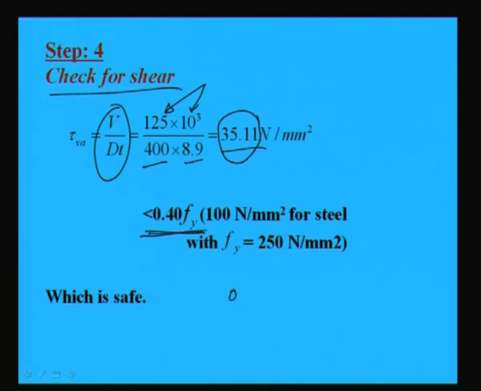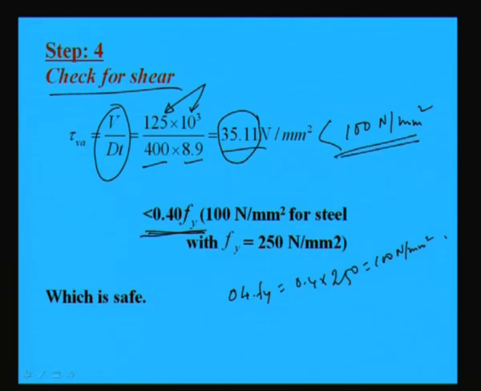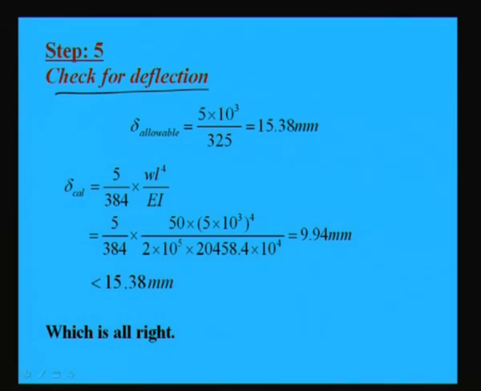Now, what is the 0.4 Fy value? 0.4 Fy means 0.4 into 250, and this is coming 100 Newton per millimeter square. So, this is less than 0.4 Fy. The average shear stress developed is 35.11 Newton per millimeter square, and the allowable shear stress is 100 Newton per millimeter square. So, it is quite safe. So, the section is safe from the shear force point of view. Next, we will check for deflection.